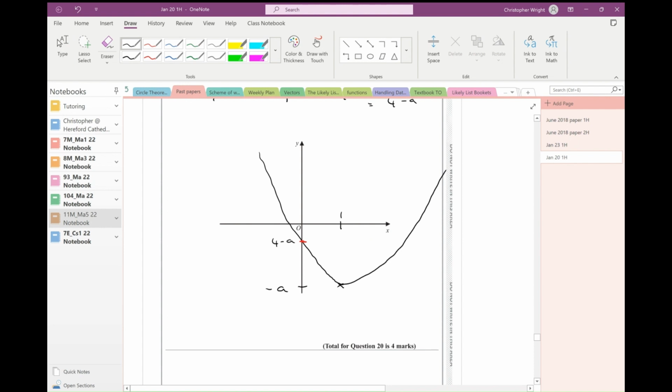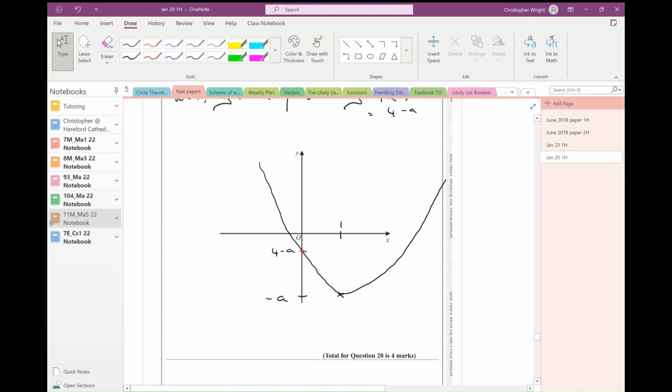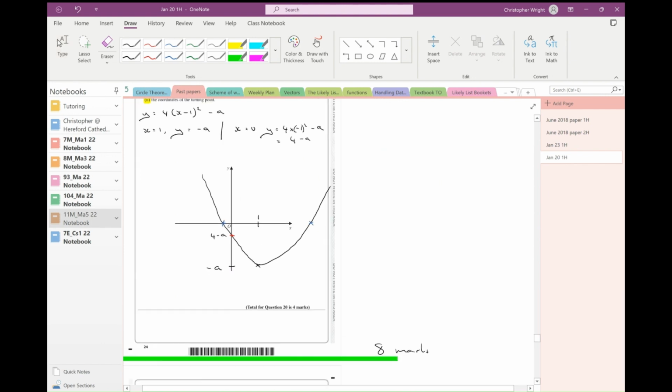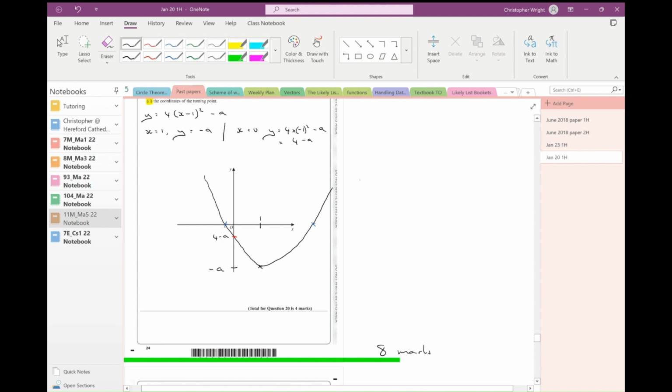Okay, good. Now, I need to find the points where this curve crosses the x-axis. So that is the coordinates of this point and the coordinates of that point. All right, well, it crosses the x-axis when y is 0, right? Here's my equation. y equals 4 lots of x minus 1 squared minus a. And I need y to be 0. So the equation which I'm seeking to solve is that one.